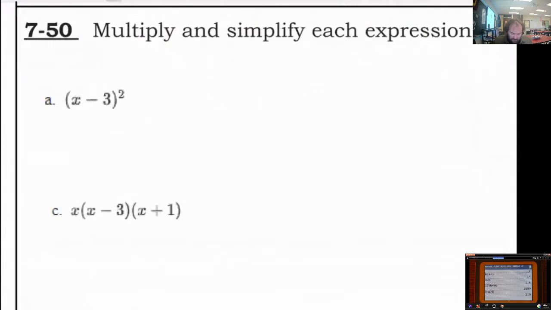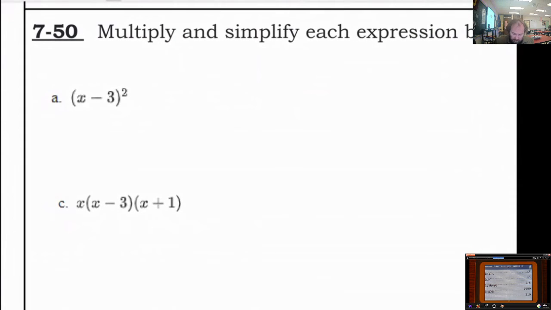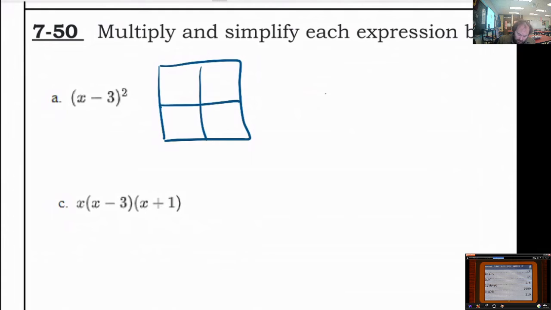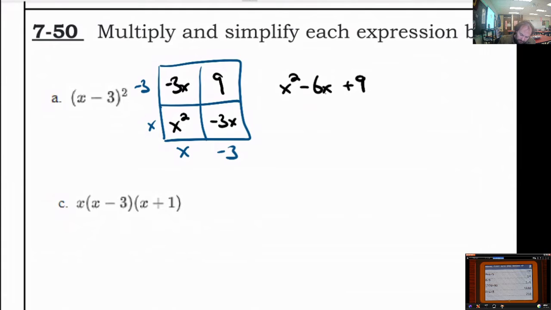Here we go, 750. We're going to multiply and simplify each expression below. Classic problem with question A, what you want to remember is this is actually a generic rectangle problem. X minus 3 times x minus 3. You're going to get x squared here and positive 9 there. But you also have a negative 3x and a negative 3x in these two boxes. So it all becomes x squared minus 6x plus 9.